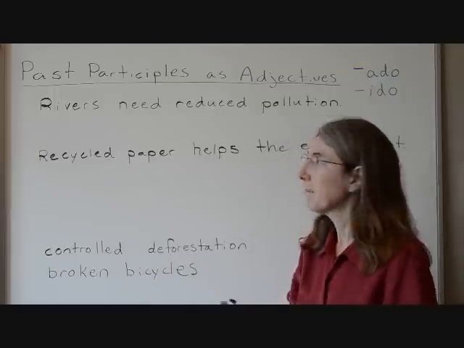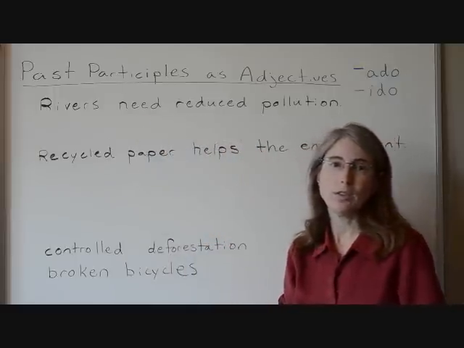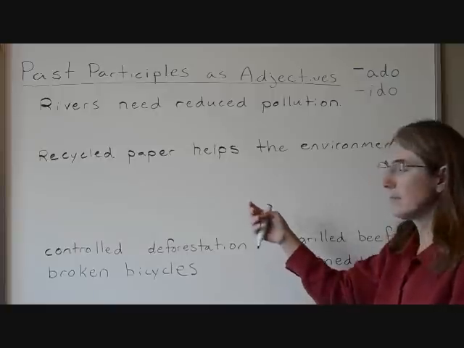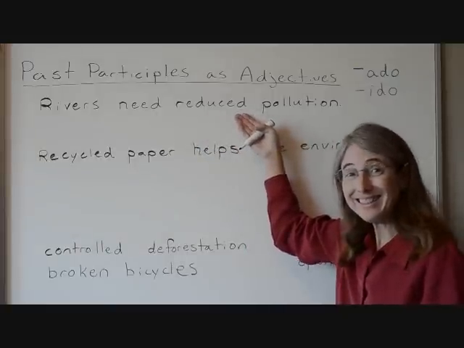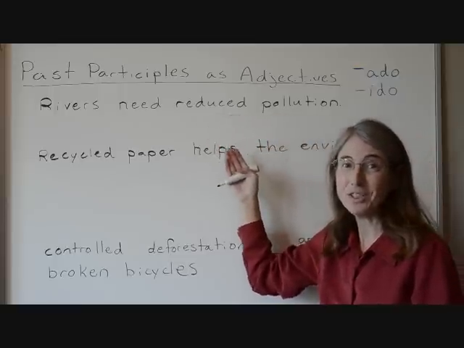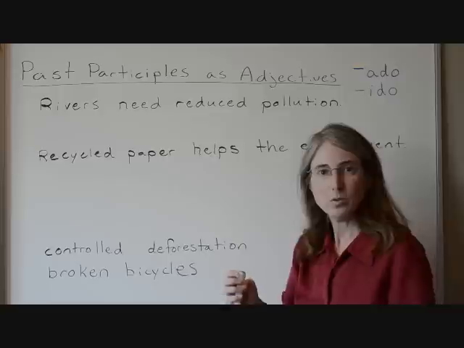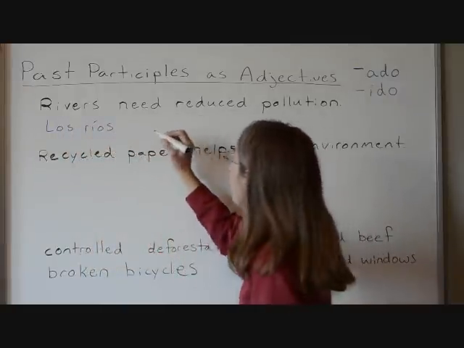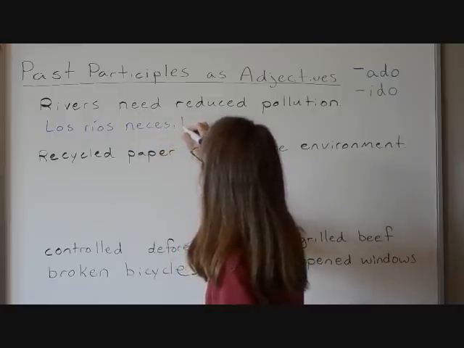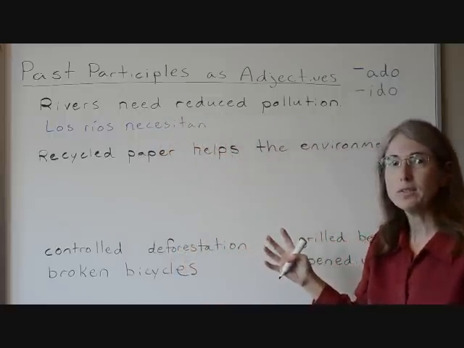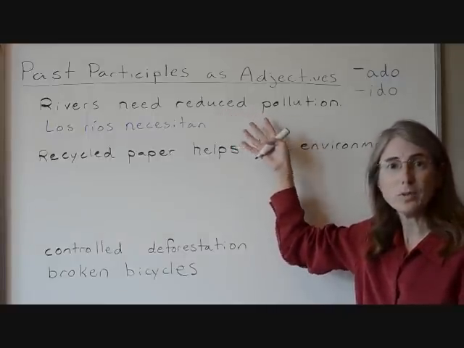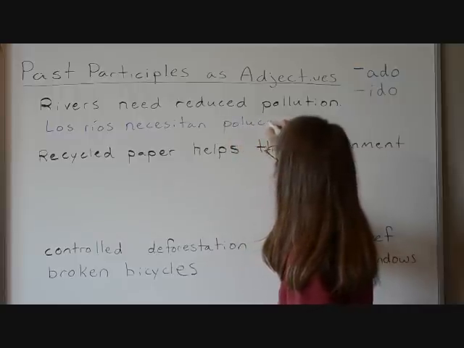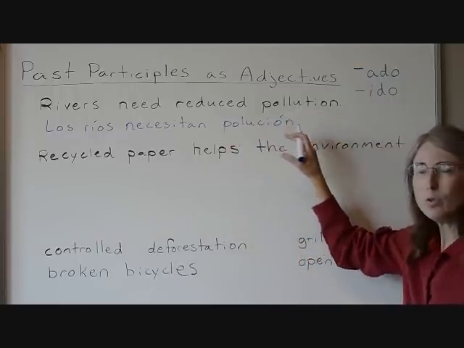So let's do an example here. Rivers need reduced pollution. Now, in this sentence, what is the past participle in English? It's going to be reduced. It ends in ed, and it's describing the type of pollution that rivers need. So how are we going to do this in Spanish? Los ríos necesitan. We can't put the adjective before the noun. So in Spanish we're going to put the noun and then the adjective. Polución. Los ríos necesitan polución, and then reduced.